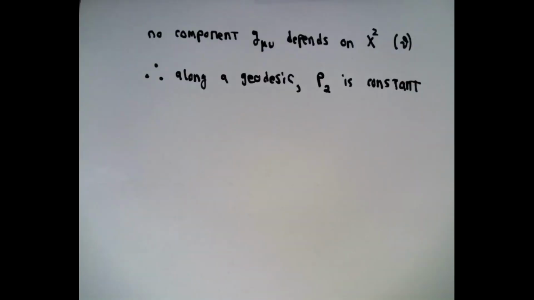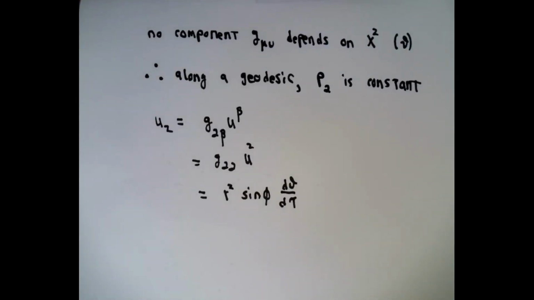In a similar way, no metric tensor component depends on theta, x2, therefore p sub 2 is a constant along the geodesic, u2 is a constant along the geodesic. In a way similar to before, this tells me that r squared sine phi times d theta/d tau must be a constant. In a moment, I'm going to look for geodesics that lie in the "plane" where phi is pi over 2.